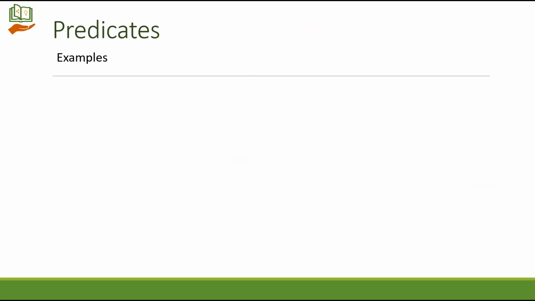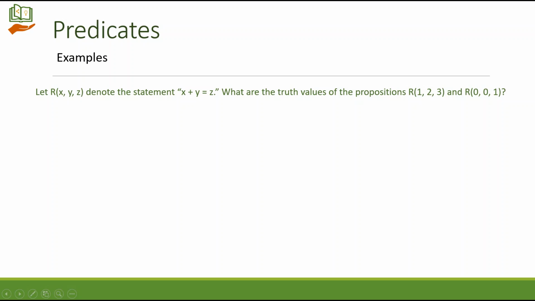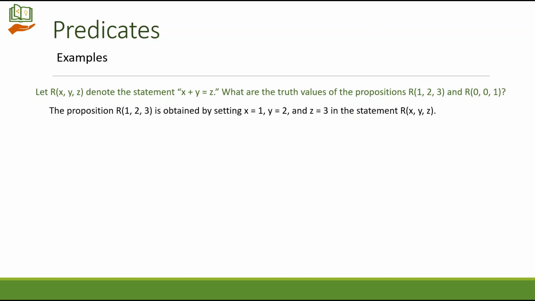Now we look at a few examples of predicates. Let R of X, Y, Z denote the statement X plus Y is equal to Z. What are the truth values of the propositions? They have given two sets of values. One set has R of 1, 2, 3 and the other set is R of 0, 0, 1. The proposition R of 1, 2, 3 is obtained by setting X is equal to 1, Y is equal to 2 and Z is equal to 3 in the statement R of X, Y, Z.